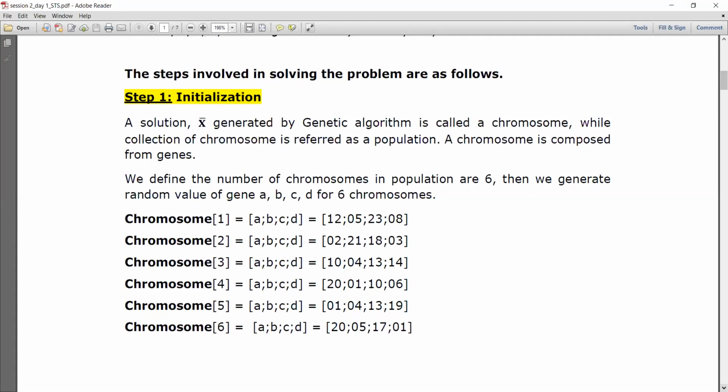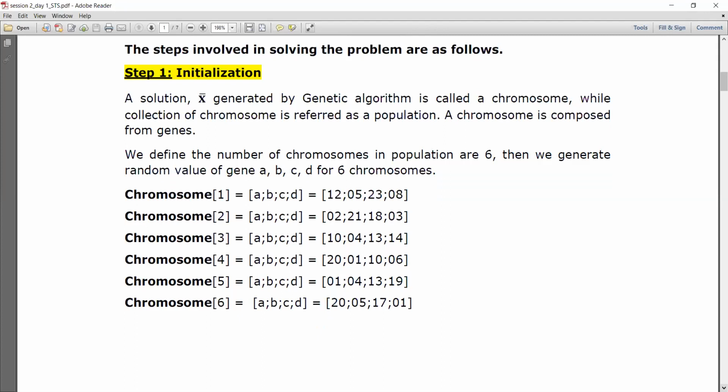Those groups of solutions are going to be called a population. In genetic algorithm, we have a terminology for that, which is called a population. So population consists of a group of solutions. Each solution is called a chromosome in GA. So chromosome 1 is one solution, ABCD. Let us randomly generate values for these ABCD in the range 1 to 30, right?